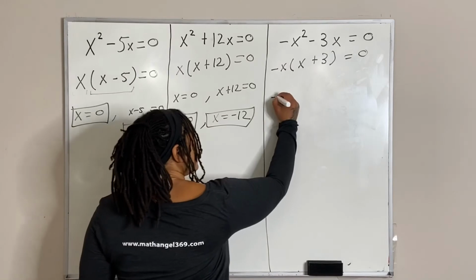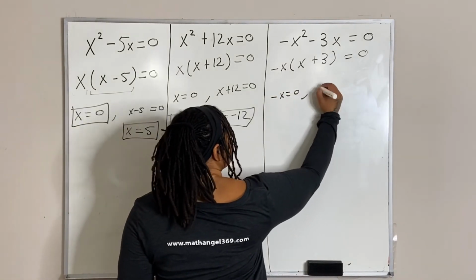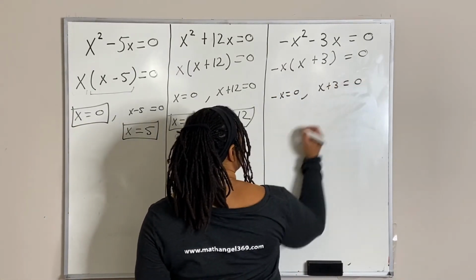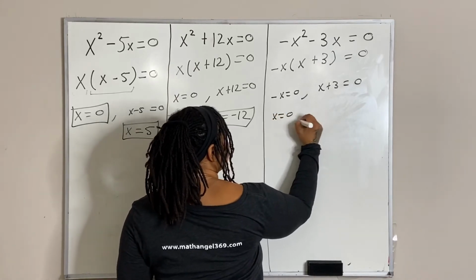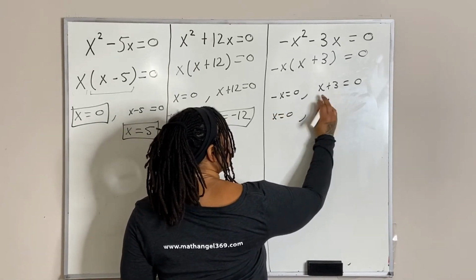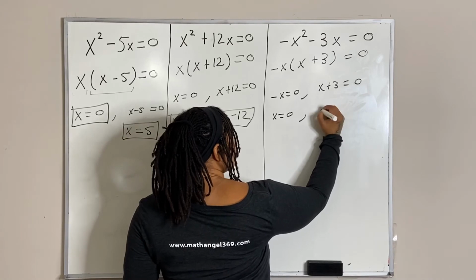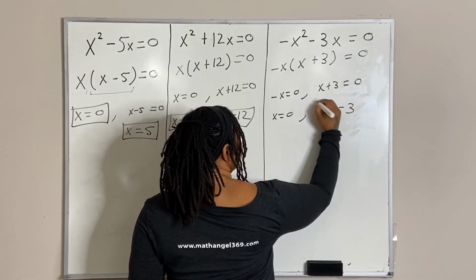So now we have negative x is equal to 0 and x plus 3 is equal to 0, which means that x is equal to 0. And if we subtract 3 from both sides, we say x is equal to negative 3. Okay?